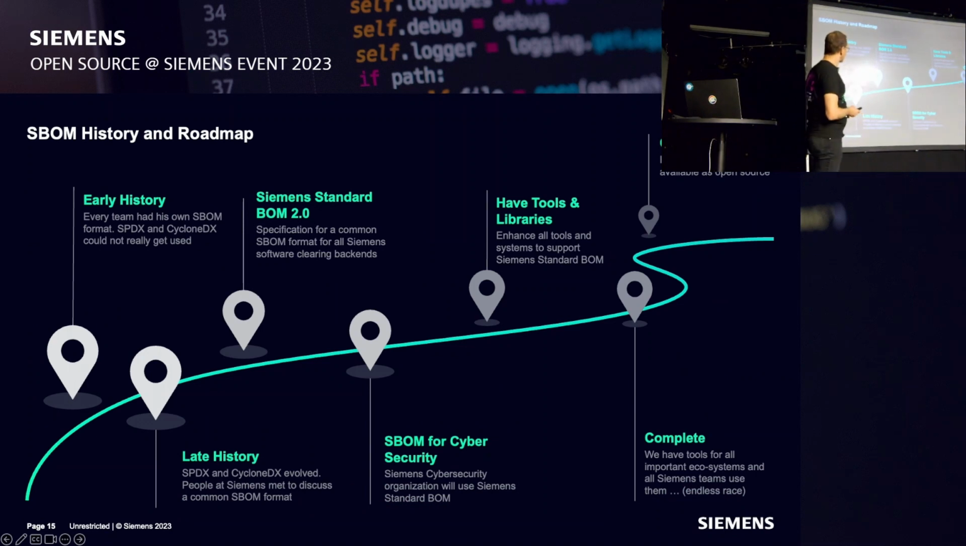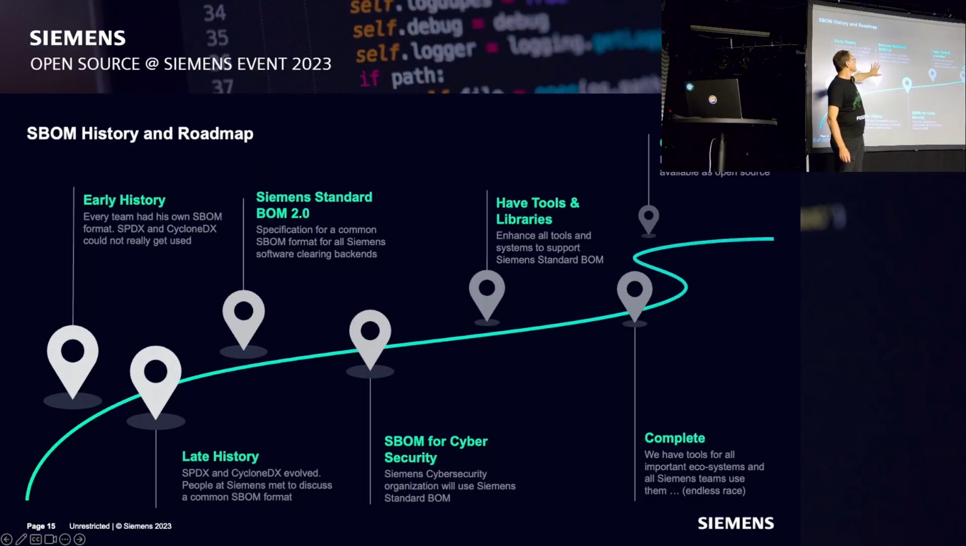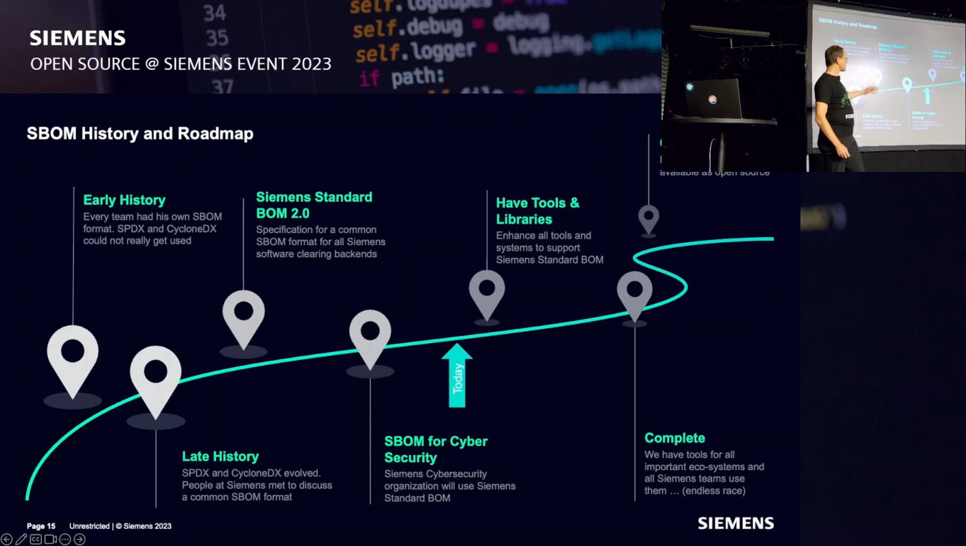So maybe this is the roadmap that we had and that we will have, or where we will continue. In the early times, everybody created his or her own SBOM, proprietary. Every team had a different one. Every Siemens organization had a different one. And over time, the open source standards evolved, and we always had a look at them, at CycloneDX and SPDX. And as soon as we found out, okay, we can use this stuff, then we came up with Siemens standard BOM version 2. And this is now based on CycloneDX. And the cybersecurity people decided to use our SBOM, and now we are probably somewhere here.